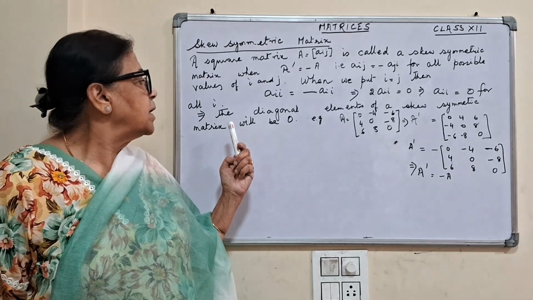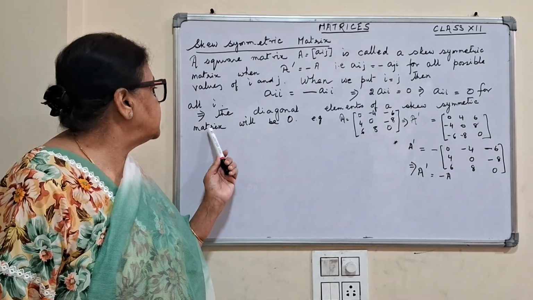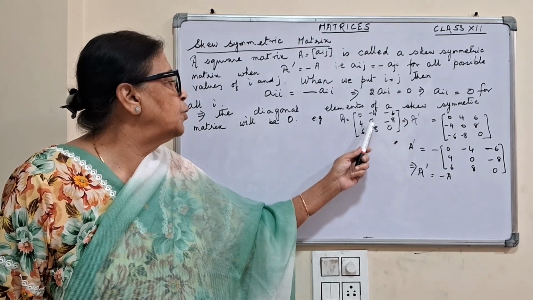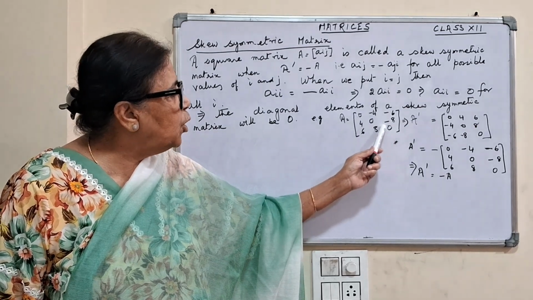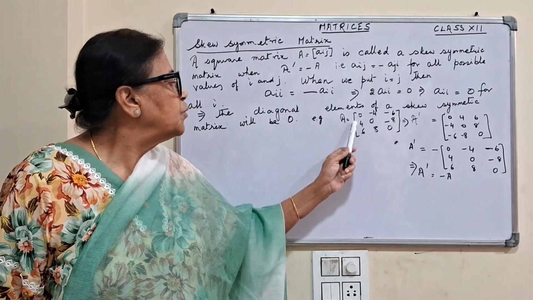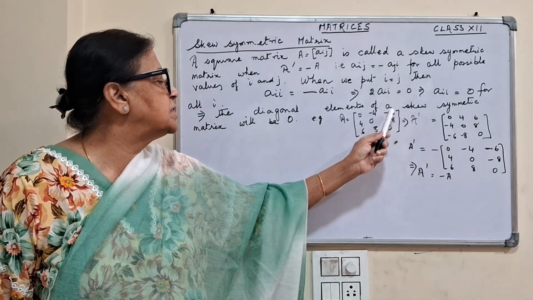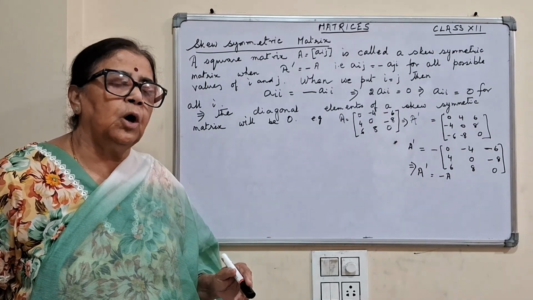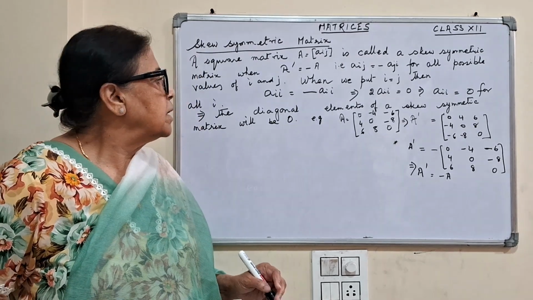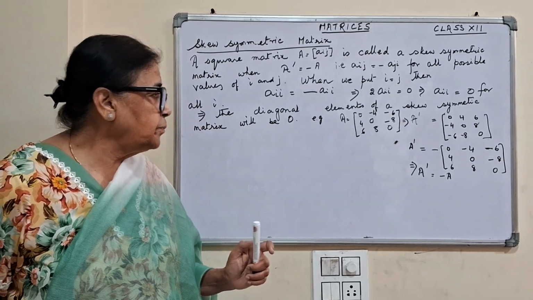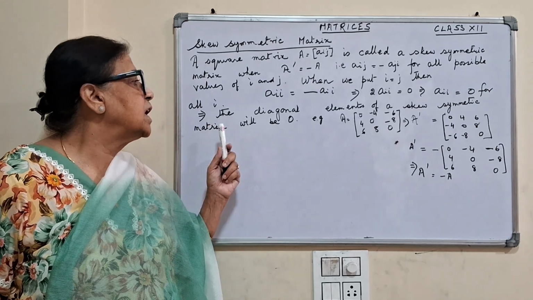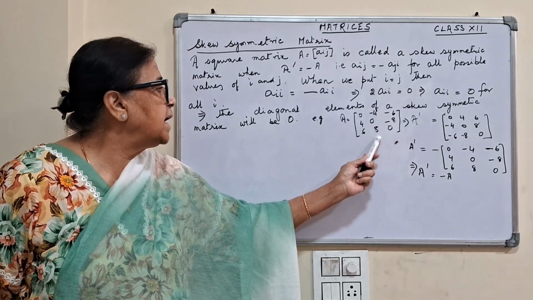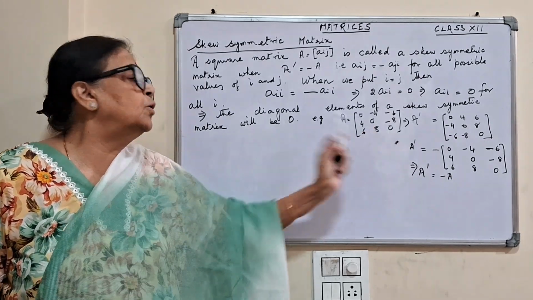Now, suppose here A is a matrix. All diagonal elements are 0. It is 4, 6, 8 here and minus 4, minus 6, minus 8 here. A transpose is what? You change the rows into columns and columns into rows. It becomes 0, 4, 6, minus 4, 0, 8 and minus 6, minus 8, 0.